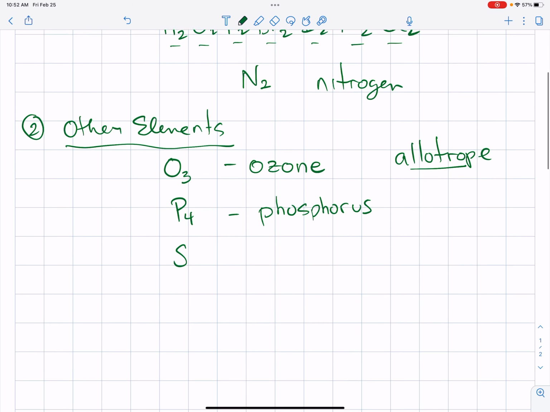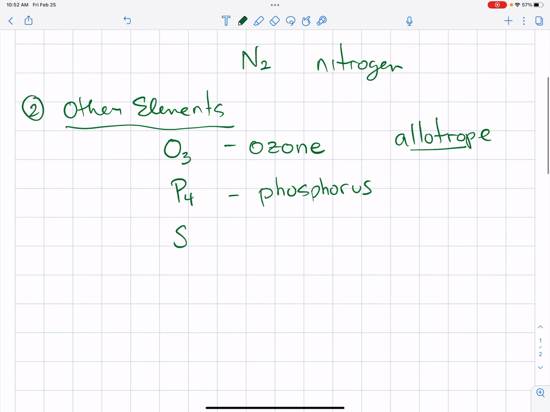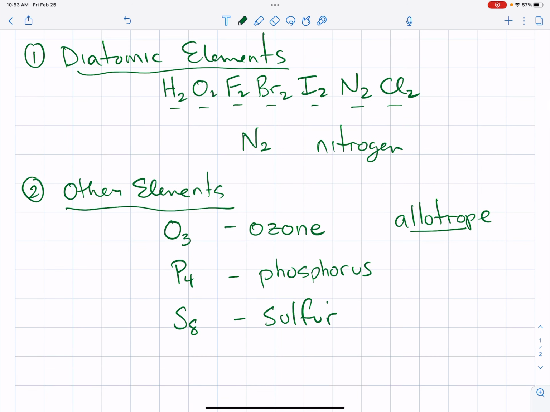Sulfur has several different forms, but the most common one would be S8. And I'm just going to refer to that as sulfur, but some people would actually call it octasulfur, octa for 8. I'm going to just refer to it as sulfur. So those are the weird elements, diatomic elements, the Hofbrinkel elements, and then the other kind of strange ones. There might be a few others, but these are the ones that I want you to know.